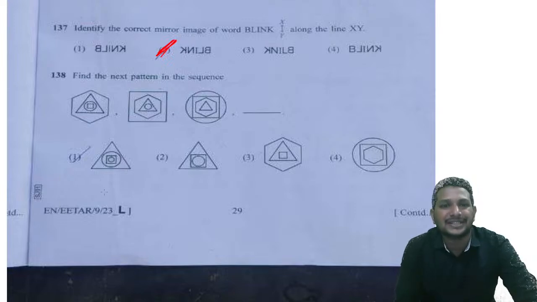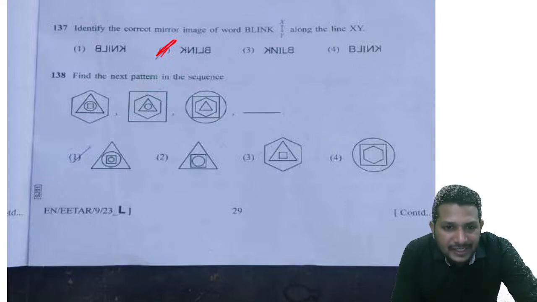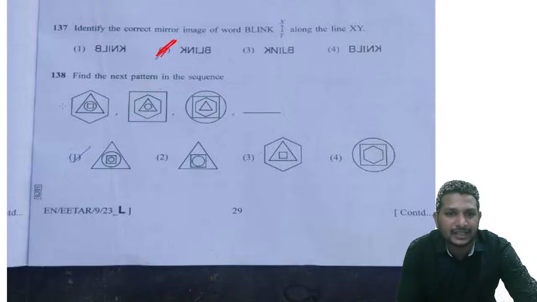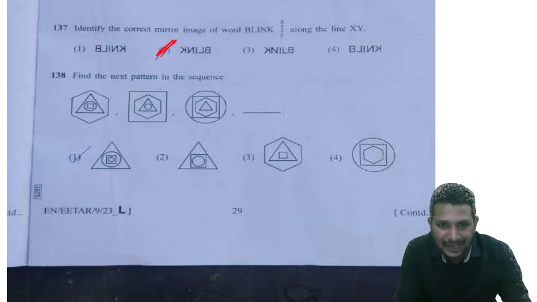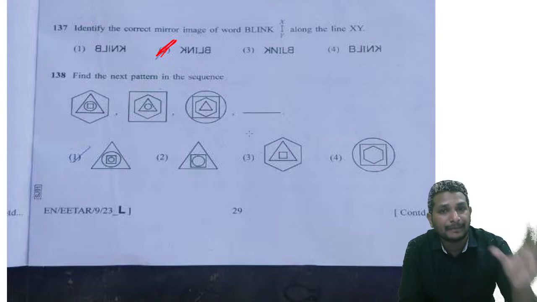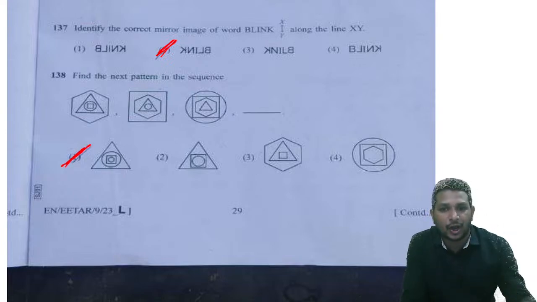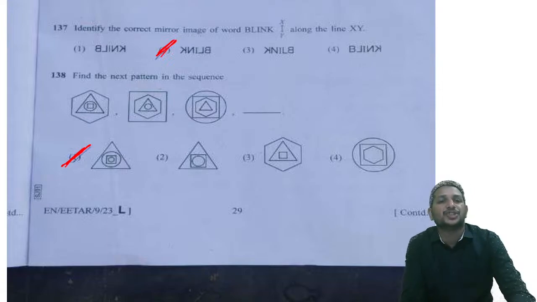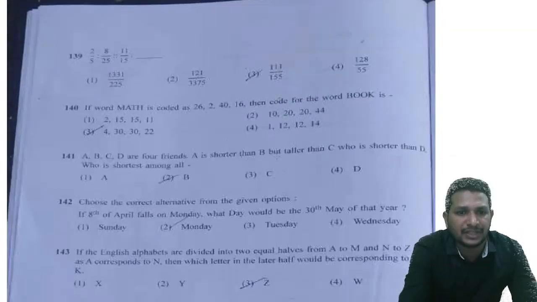Now question number 138. Here if you look at the diagram, the 6-sided one went inside, right? And the inside square came outside. Okay, inside square came outside. That is the logic. So inside triangle should come out, right? The remaining diagram is not changed. So if the triangle comes out, that means the answer is option 1. 138 option 1.